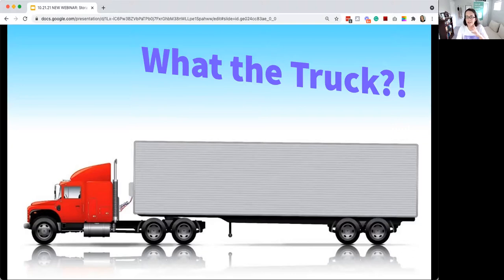Good. Okay, so this is my favorite subject right now. I call this section What the Truck. We're basically just going to talk a little bit about the Amazon ecosystem and the important things that you need to know to be able to make the right decision for how you get your inventory into Amazon right now.